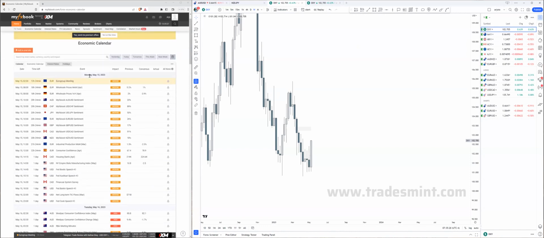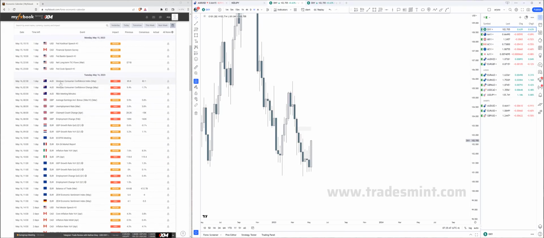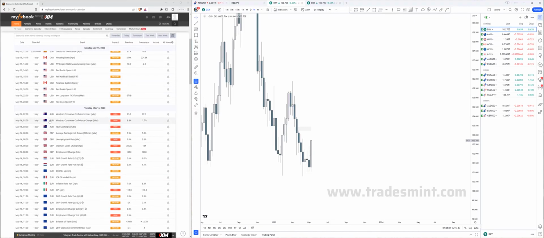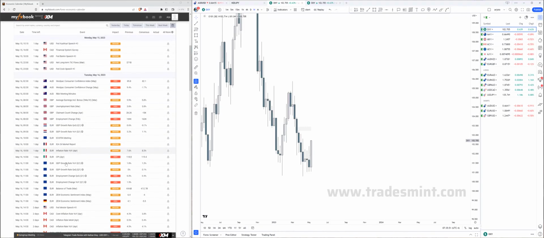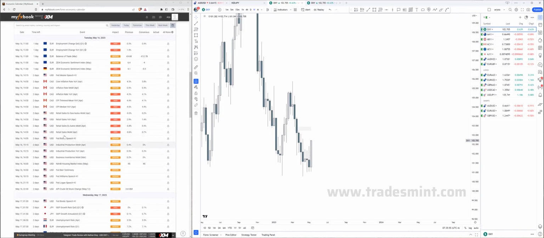And right here, Monday, not that super exciting. We have some medium impact news. We do have Empire State Manufacturing Index. That's kind of interesting, so it could give some moves, but the biggest volatility will be on Tuesday, as you can see. So we have USD, Australian dollar, GBP high impact, Euro high impact, Canadian dollar high impact, and USD again, USD high impact.